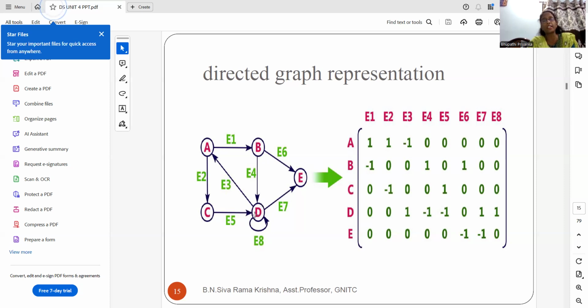Next, E2 E7. Row vertex is incoming to column vertex. So E7, it is incoming. Next, E2 E8. We don't have any self loop. That is why we are taking the representation as 0.